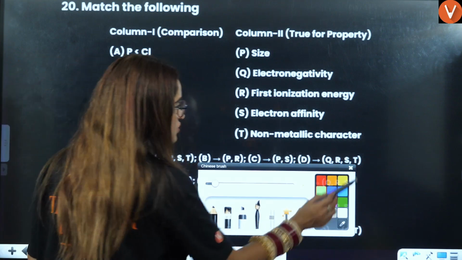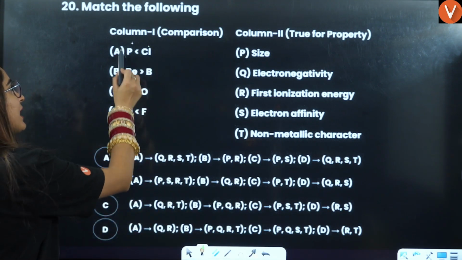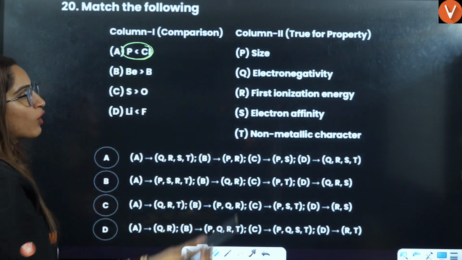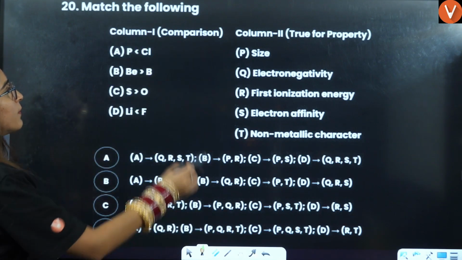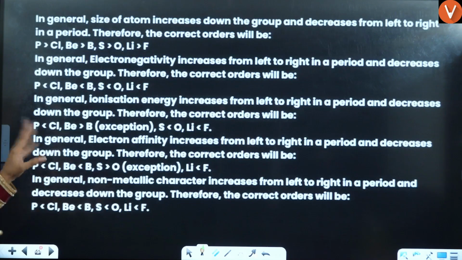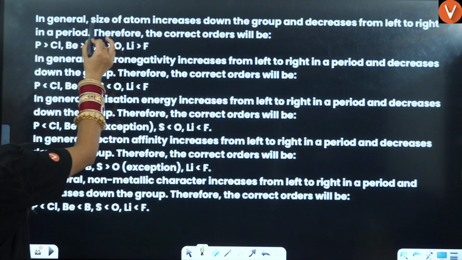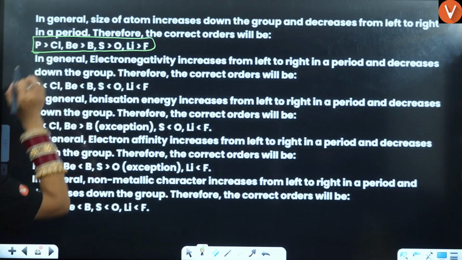Last question of today, beta, we have is match the following. Again, an interesting question. A lot of brain you have to use here. Like P and Cl, which of the following properties are correct? So I'll directly jump to the answer here. Let us see all the properties here. In general, size of the atom increases. Now, we know that according to size, all of these are correct.